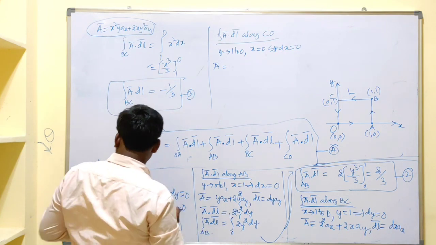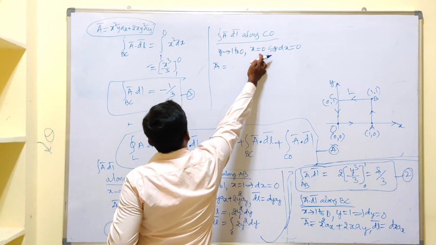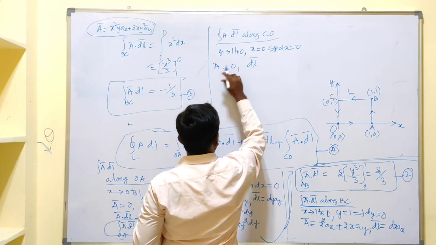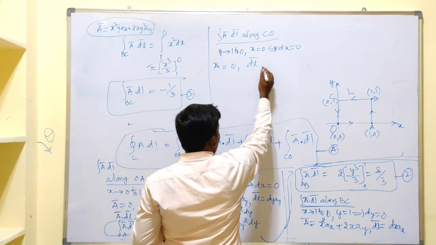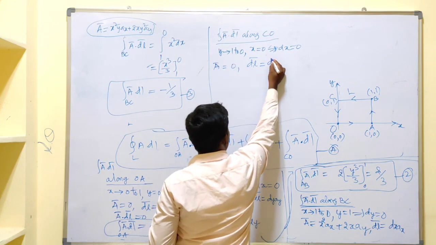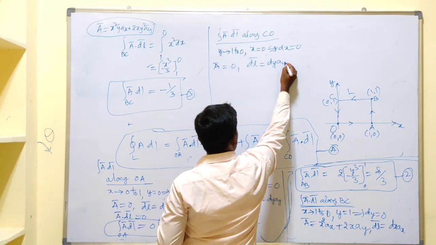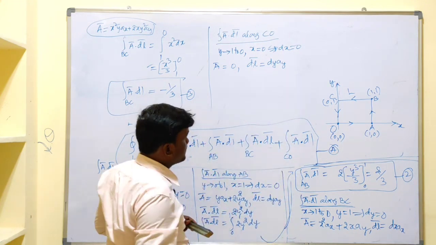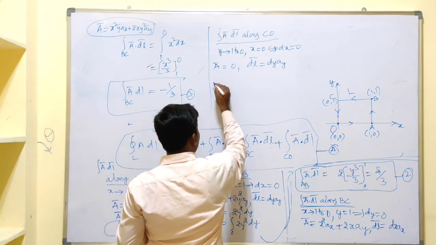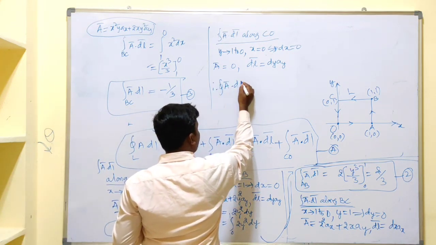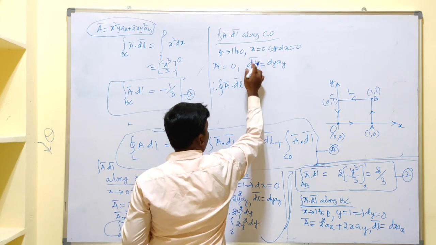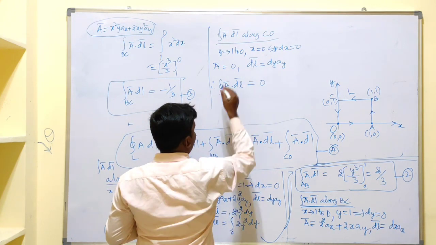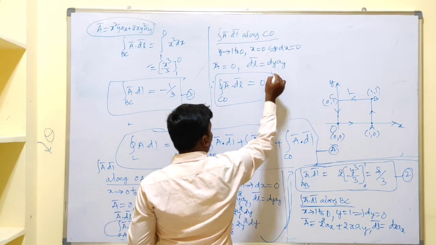Now simplify this one. A bar means you need to substitute x as 0. Here you have x, here also x, that means a bar is 0. And what about dl bar? As a bar is 0, a bar dot dl bar is 0. Now dl bar: as y is variable, we got dy ay, and dx is 0, so dx ax plus dy ay. Therefore, integral a bar dot dl bar is 0, since 0 into something gives 0. It is along CO. This is the fourth one.